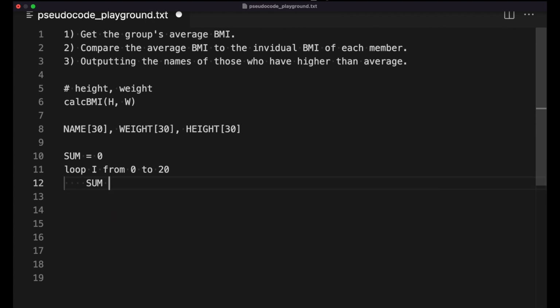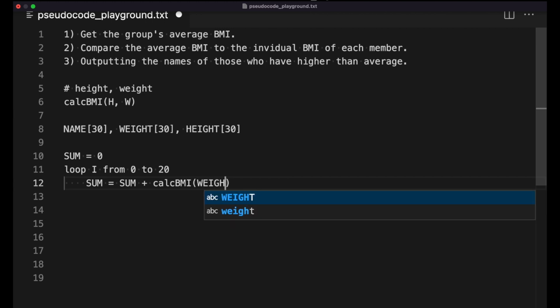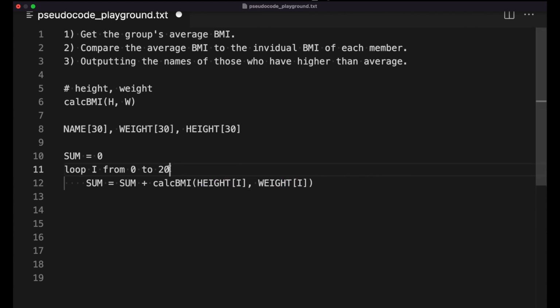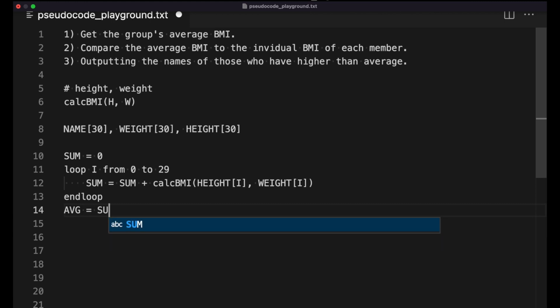And now that we've done that, we're going to do sum equals sum plus. Well, we want to add up the BMIs. So we're going to do calc BMI, height I, weight I. So we're basically getting the height and weight for each and every person. Sorry, this should be 29. From the index 0 to 29. And right after we do that, we're calculating the BMI using those values and adding it to our current sum. So that way we'll get a sum of all BMIs for everyone from 0 to 29. We're going to do end loop, and then we're going to do average equals sum divided by 30, because that's the number of names or people that we have, and the number of elements we really have in each array.